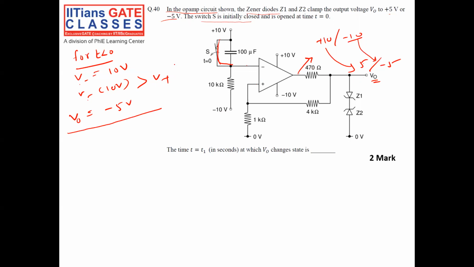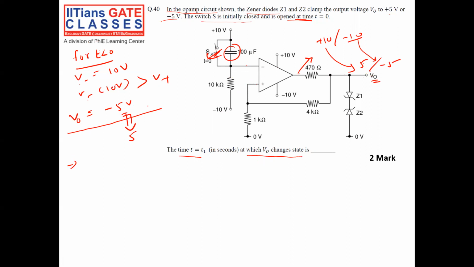For t greater than 0, what is happening? The switch is opened. Now, what is it asking? Find the time t1 when my output V0 changes state. For t less than 0, my V0 is -5 volt. At t equal to 0, the switch is open, and now the comparator will come into the picture. Then we have to find out at what time my output will switch from -5 to +5. We have to find out the time.